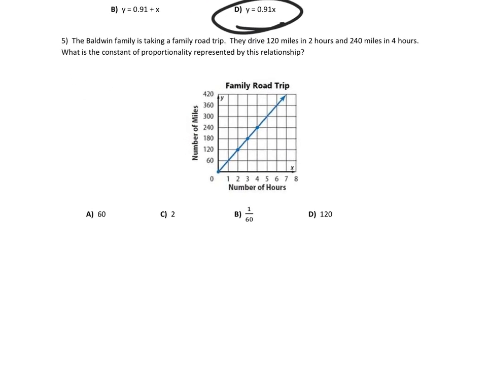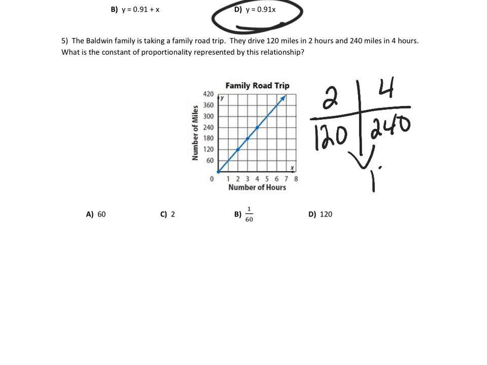The Baldwin family is taking a family road trip. They drive 120 miles in 2 hours and 240 miles in 4 hours. What is the constant of proportionality represented in this relationship? Okay, well, I'm going to represent it with a box. And I'm going to say 2 hours to 4 hours, 120 to 240.